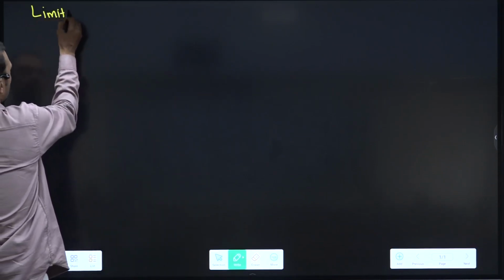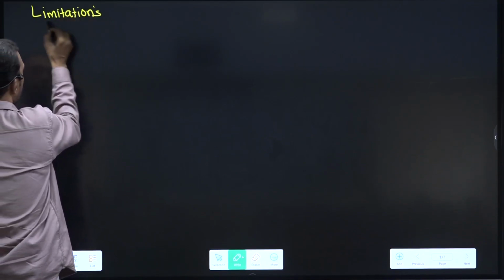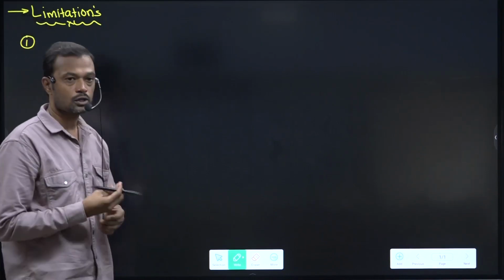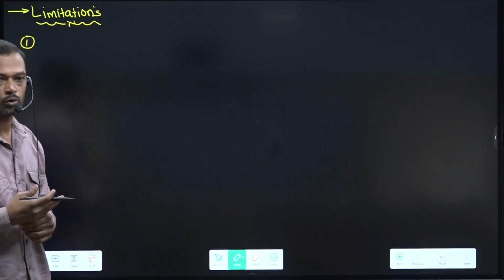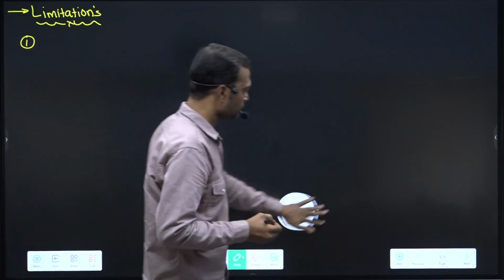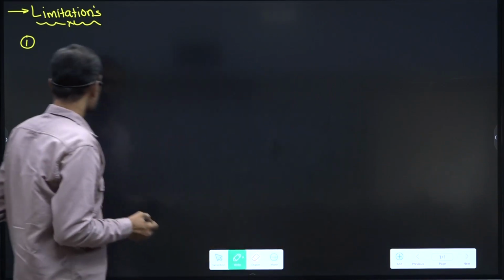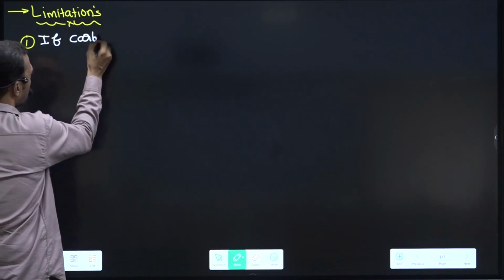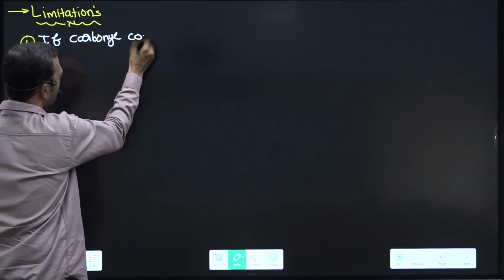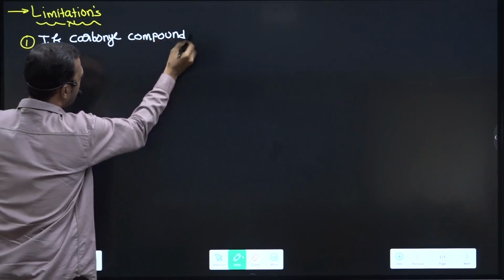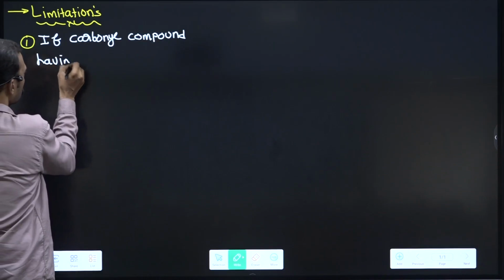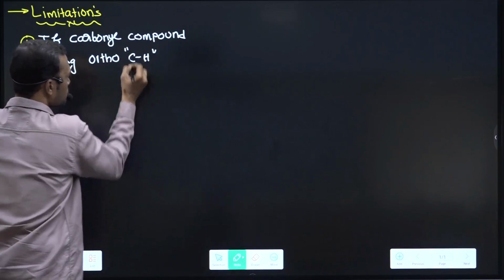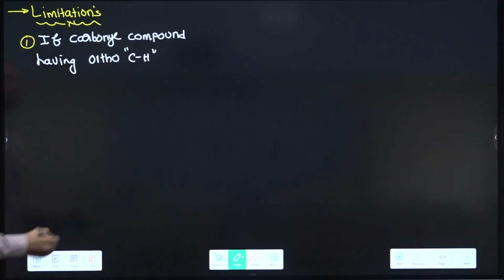Limitations. So what are the limitations for carbonyl reduction? Generally you will expect pinacol formation, in the same way alcohol formation, in the photochemistry of carbonyl. That I explained yesterday. Now see the limitation. If the carbonyl compound has an ortho CH functional group, minimum one hydrogen present at the ortho position, that is called an ortho CH functional group.